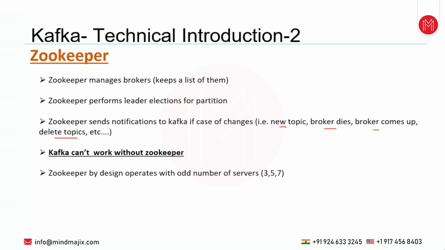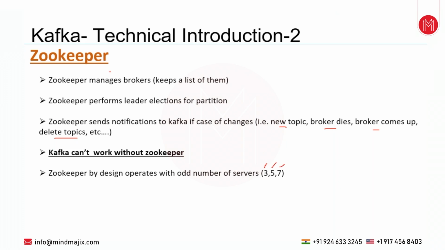And Zookeeper by design operates with an odd number of servers. For example, I have decided I want a Kafka cluster in a production environment. Before deciding how many brokers you should have, first of all, you have to decide how many Zookeeper servers, the Zookeeper quorum, you need in your Kafka cluster. Generally, Zookeeper should always have an odd number of servers. In your Kafka cluster, you should have 3 Zookeeper servers, or 5, or 7 Zookeeper servers. That you need to decide.